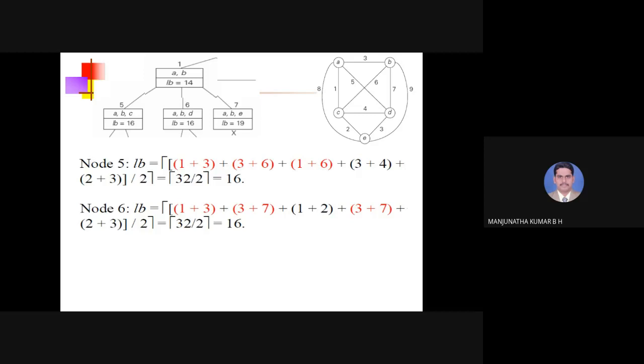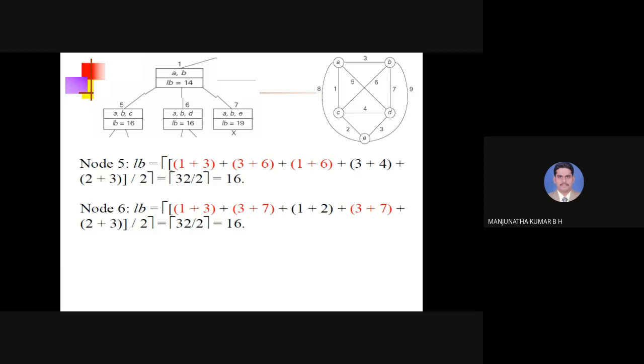Node 6, the label is ABD. Means first I visited A, then I visited B, now I am going to visit D. So in the lower bound calculation, if I want to make any changes, I have to make changes only for three terms, that is first term, second term, and the fourth term, because of the vertex, the city D. City D is the fourth city, no?